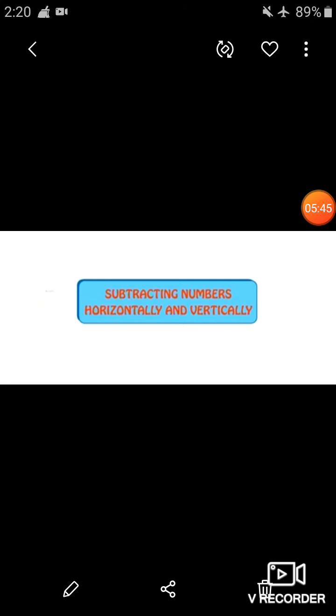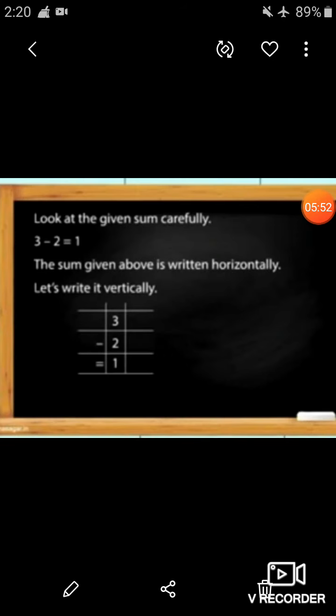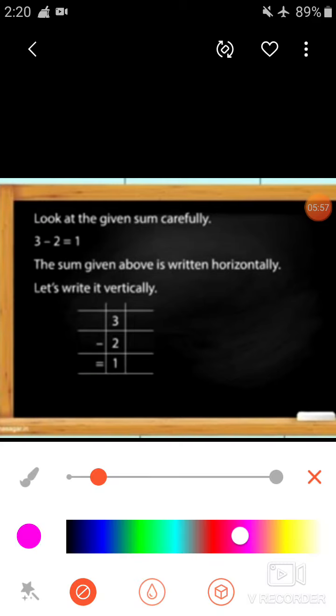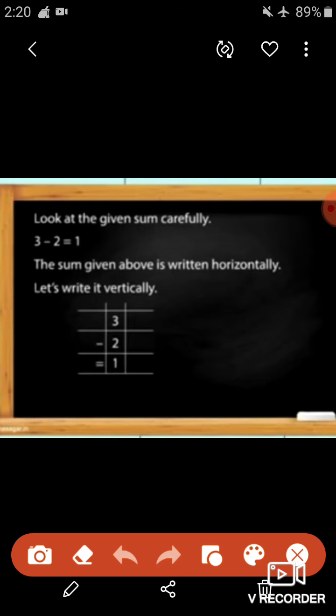Students, subtracting numbers horizontally and vertically. Look at the given sum carefully. 3 minus 2 equals 1. So students, when we subtract 2 from 3, we get the answer 1. So the sum given above is written horizontally. Now let's write it vertically.